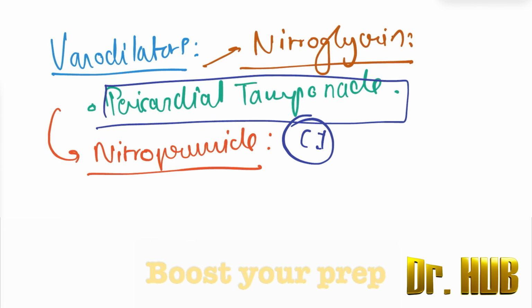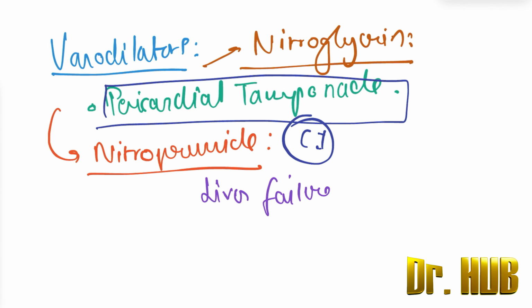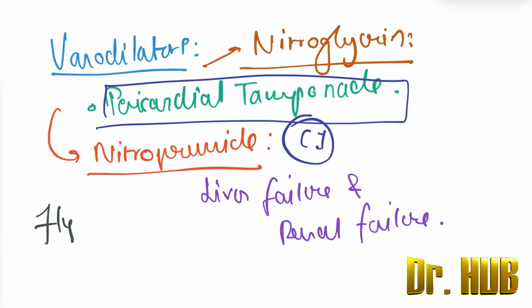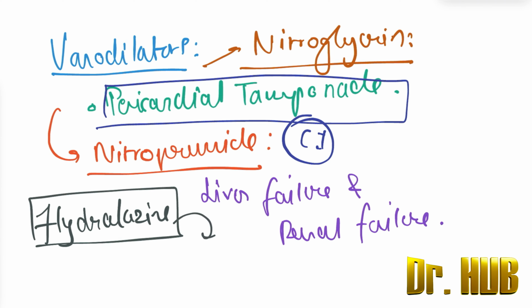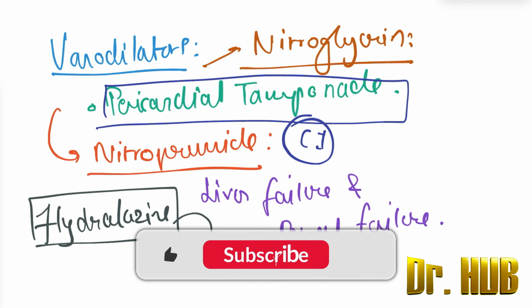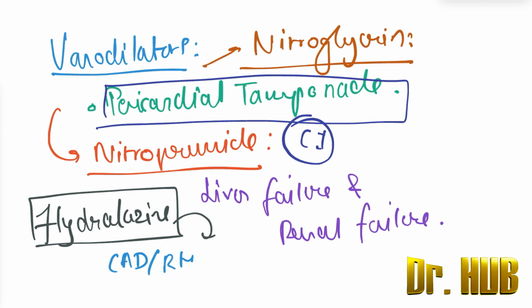Now moving on to the next, that was the nitroprusside. Here the contraindication is in terms of liver failure, as well as renal failure. Next, we are looking at the hydralazine. What happens in the hydralazine? Under the hydralazine, the contraindications are the CAD as well as the RHD.